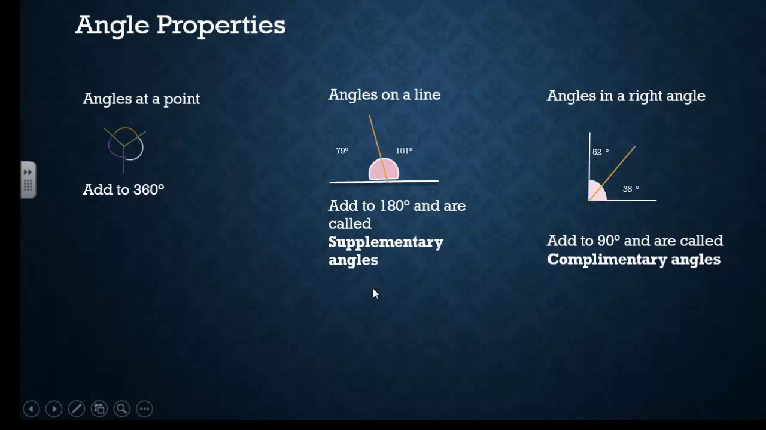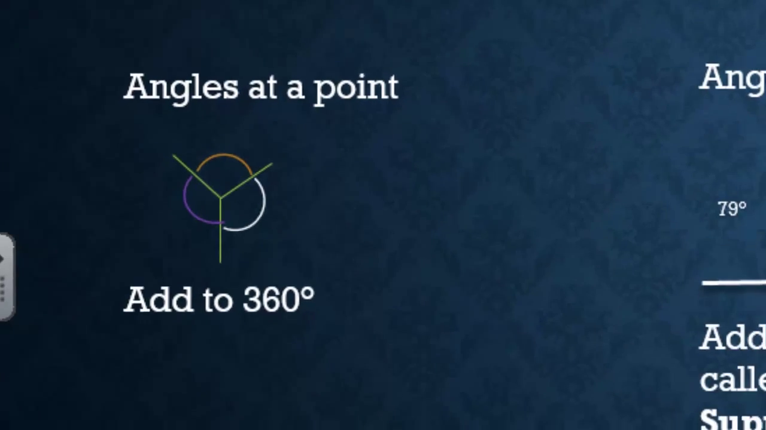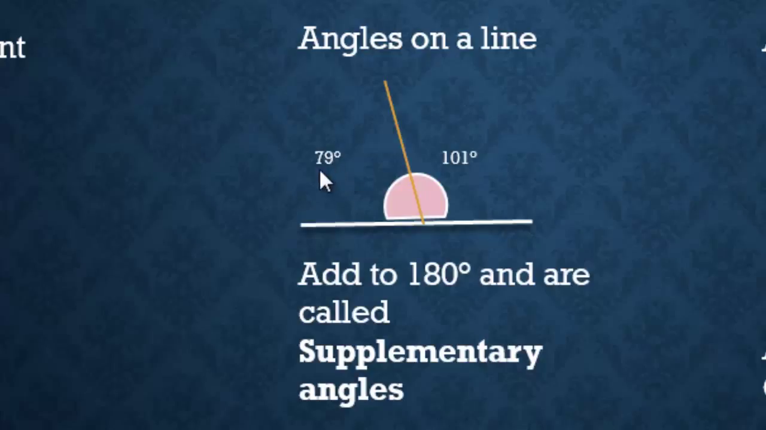So our angle properties. Angles at a point: the sum of all of these angles around a point always equals 360 degrees. It's the same as saying a circle, so the sum of all the angles in a circle is 360 degrees. Angles on a line: if you have 79 degrees on this side and 101 degrees on this side, all angles on a line add up to 180 degrees. And these are called supplementary angles. They supplement each other to 180 degrees.